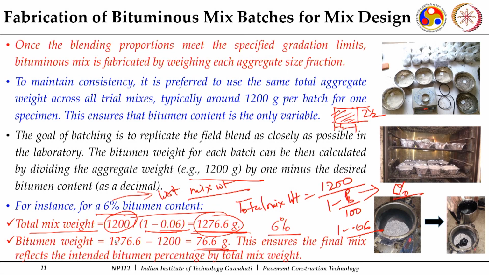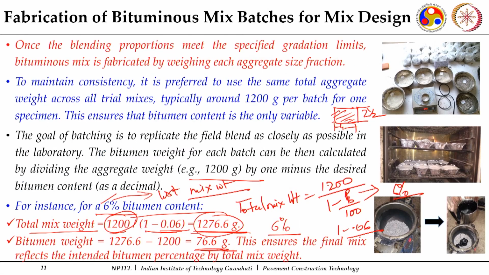So, here now if I need to prepare a mix with 6% bitumen content, I will take 1200 gram of aggregates, I will add 76.6 gram of bitumen, whichever grade of bitumen, VG 10, 20, 30, which you have already selected, or any modified bitumen, and you will mix with it.